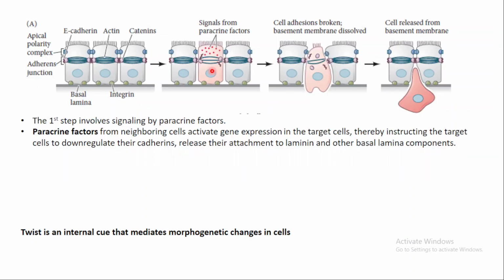So is it clear to the students? Well, you guys are answering very nicely. Till now you have answered all correctly. So statement 2 and 3 were false. Twist is not an extracellular cue, and the first step in cell migration is paracrine signaling. I hope it is clear to the students. Just let me know in the chat if it is clear, and then we'll move to the next question.